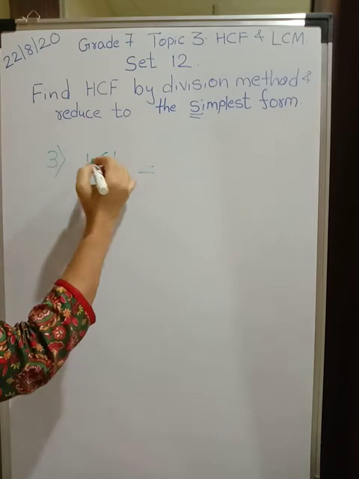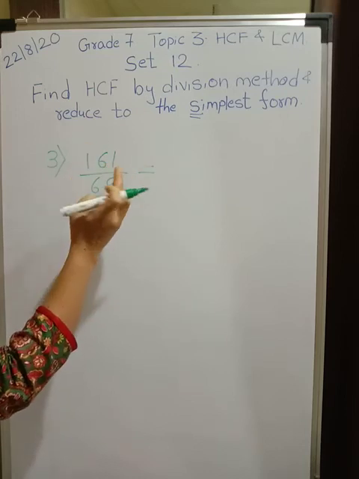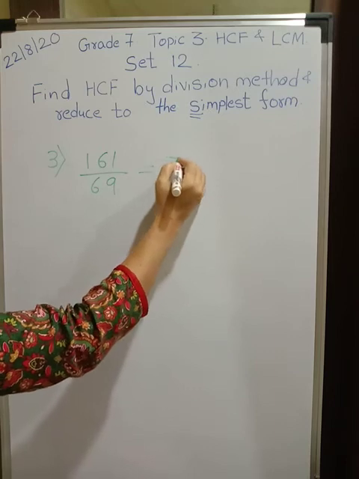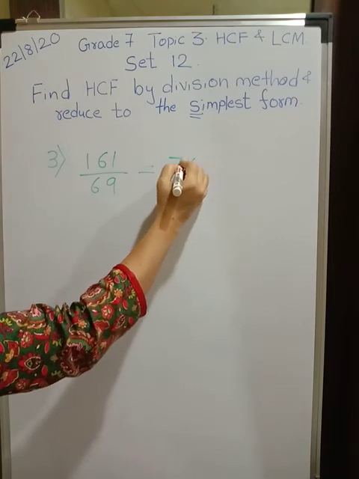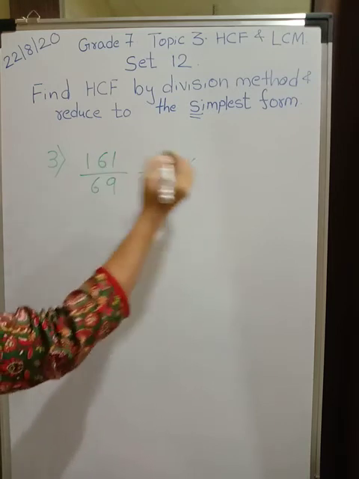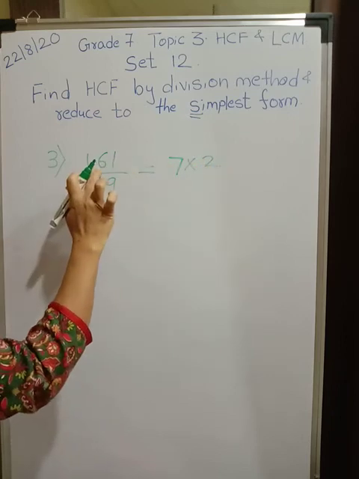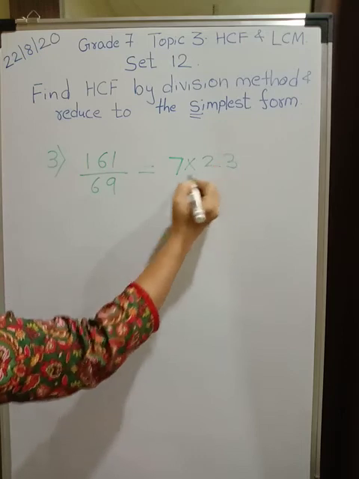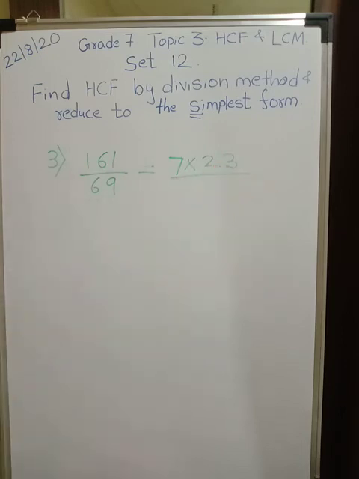So try with 7. 7 2s are 14 and 21 is divisible by 7. So this 161 can be written as 7 into, see what you can write, 7 2s are 14, remainder 2, 2 and 1 21, 3s are. So it is 7 into 23.